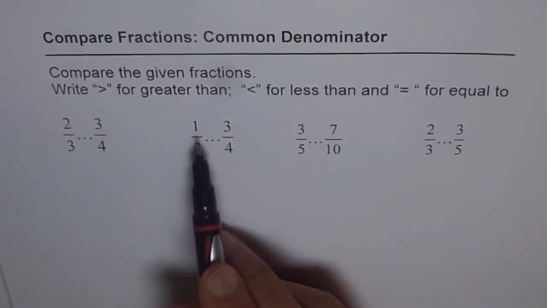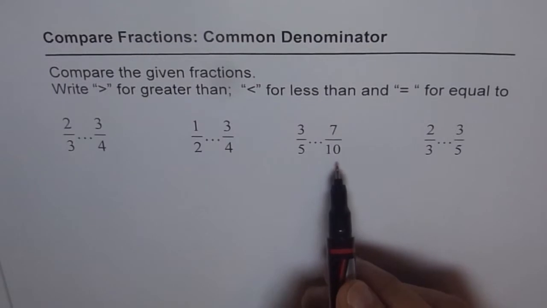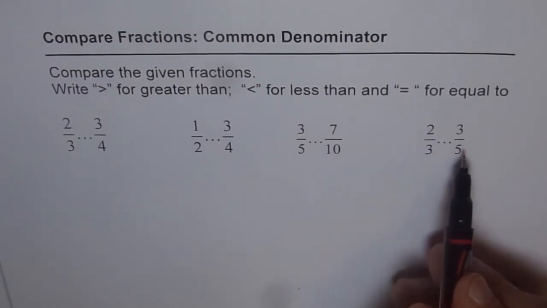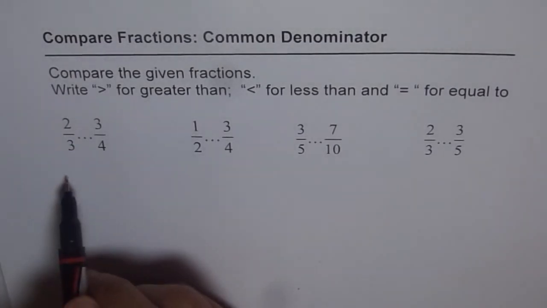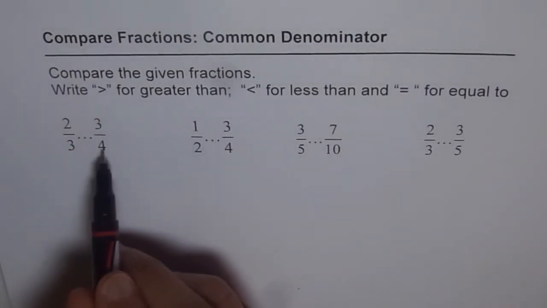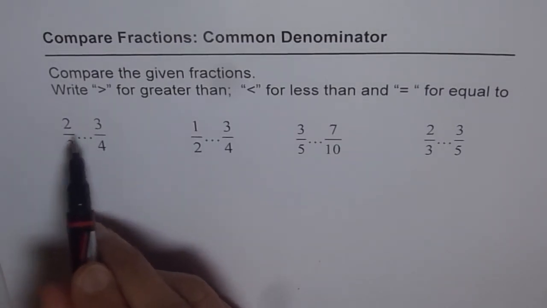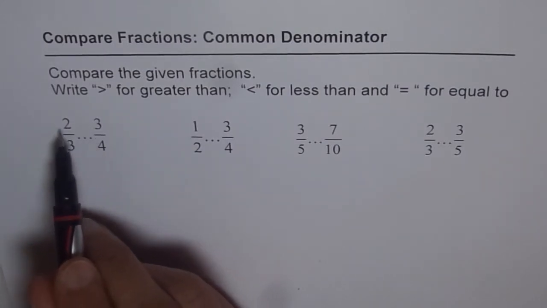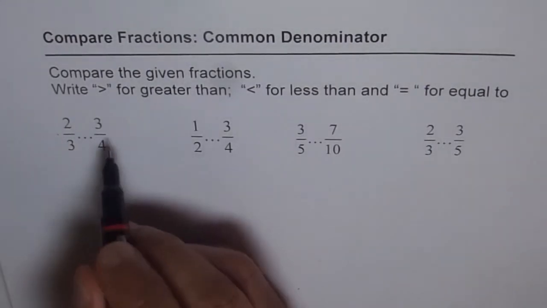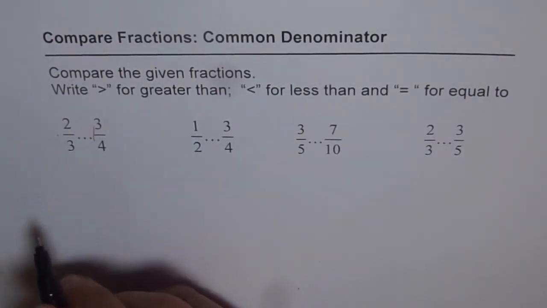The second one is 1 over 2 and 3 over 4. Third is 3 over 5 and 7 over 10. And the last is 2 over 3 and 3 over 5. Now, first step is to figure out what is the common denominator. Now, in this case, 3 and 4, the common denominator is 12, right? So, you have to make both of them 12, multiply by something so that it becomes 12. Now, in this case, you could multiply this part of the fraction by 4 and that part of the fraction by 3. In that case, you get 12 in denominator, correct?